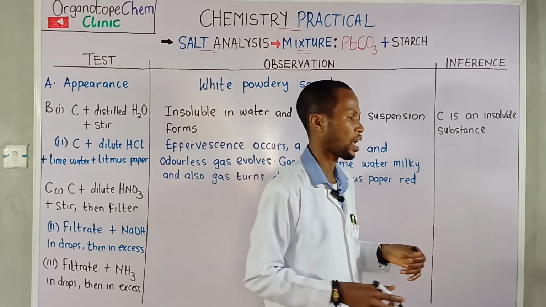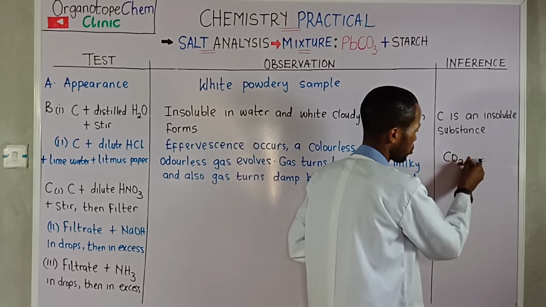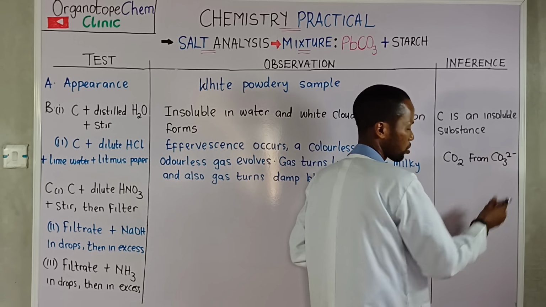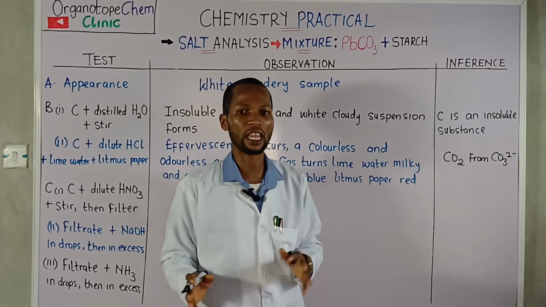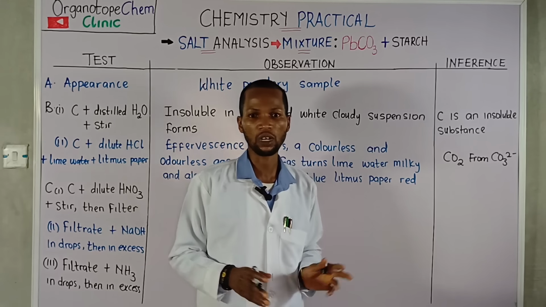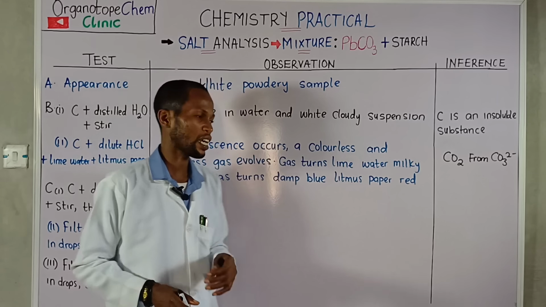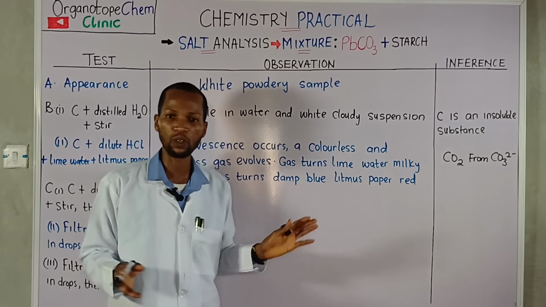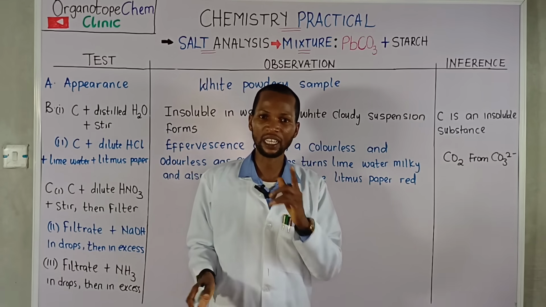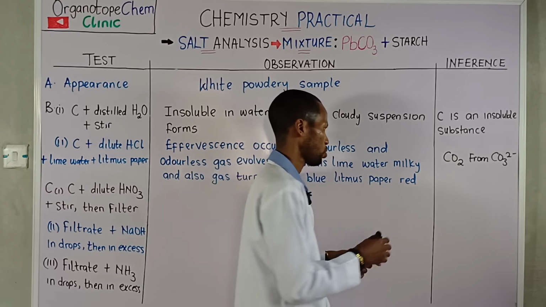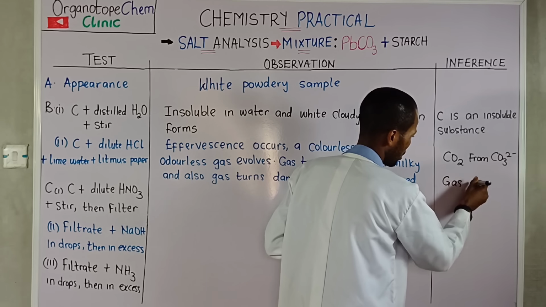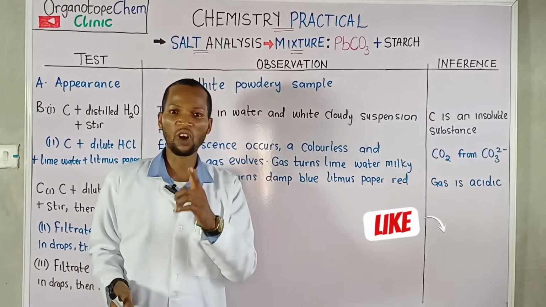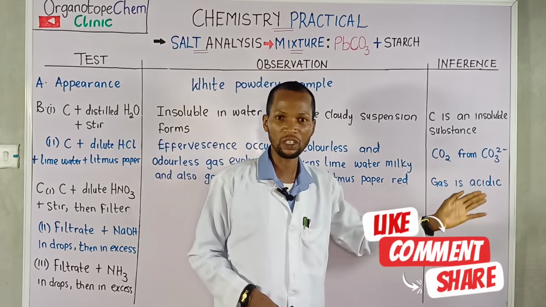So for the inference, we have CO2 from CO3 2-. So that is the gas. So the gas that turns lime water milky is CO2, carbon 4 oxide. We also conducted a litmus test and it was observed that the gas turns damp blue litmus paper red, which indicates that the gas is acidic. So we write here, gas is acidic. Make sense? We've been able to confirm the carbonate ion, CO3 2-.